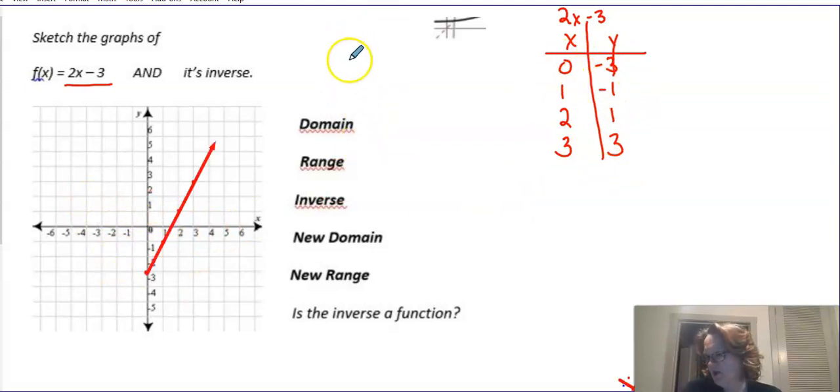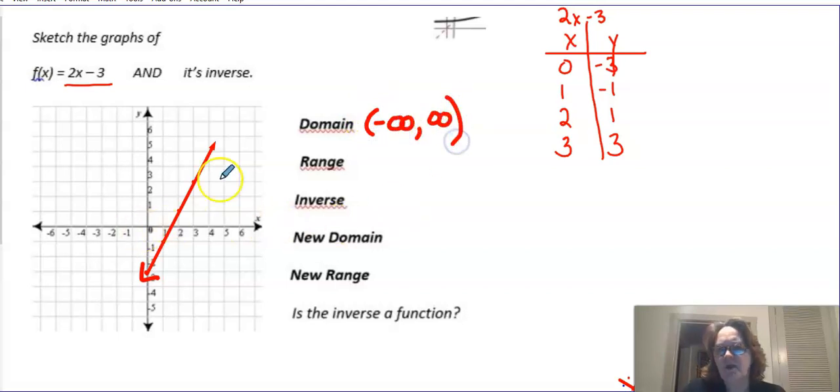So the domain of this function, and let's draw an arrow there. The domain, if we put it in set notation, and we're not talking about just the ordered pairs for this one, we're talking about the actual domain. So the domain is the x values, all real numbers, or we could say -infinity to +infinity. The range is also all real numbers, -infinity to +infinity, because it goes forever up and down.